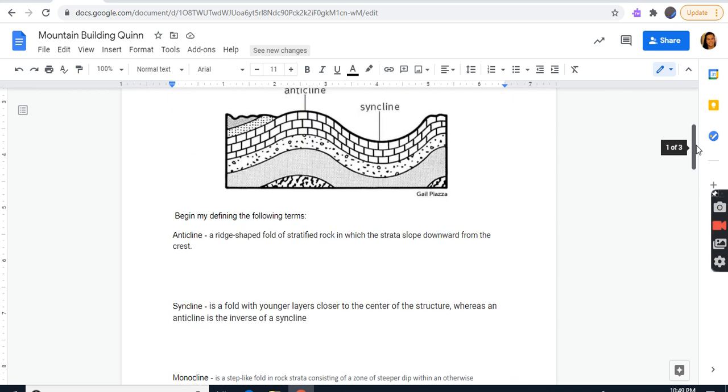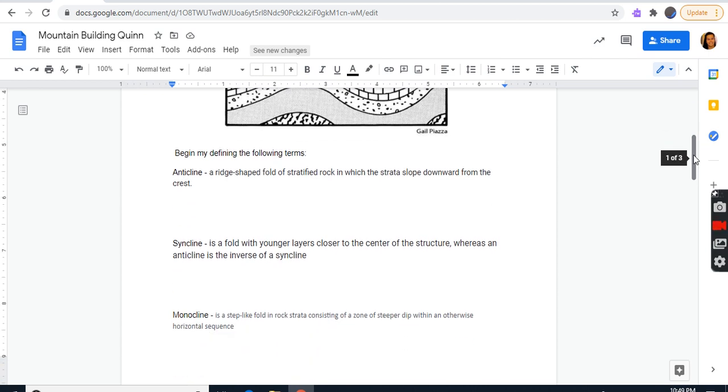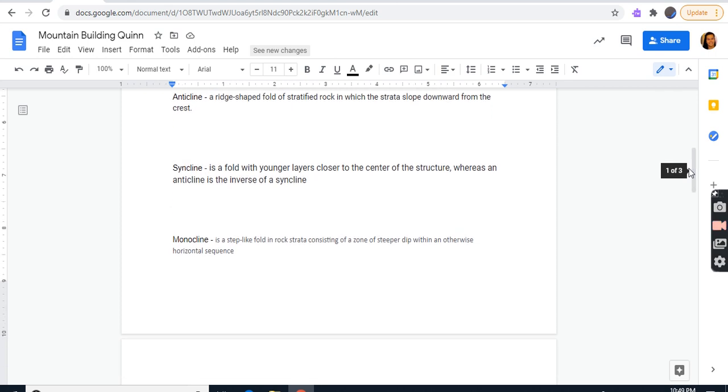Anticline or syncline: begin by defining the following terms. Anticline, a ridge-shaped fold of stratified rock in which the strata slope downward from the crest. Syncline is a fold with younger layers closer to the center of the structure, whereas an anticline is an inverse syncline. Monocline is a step-like fold in the rock strata, consisting of a zone of steeper dip within an otherwise horizontal sequence.